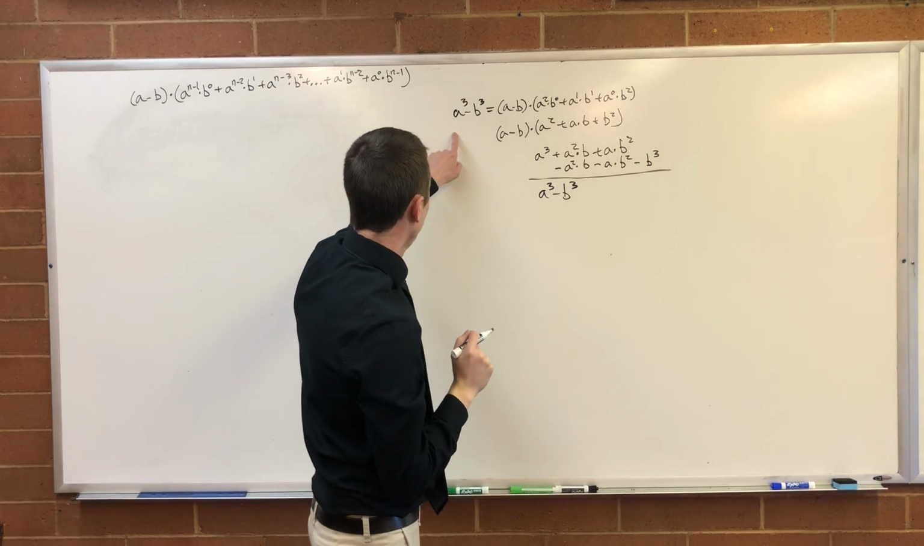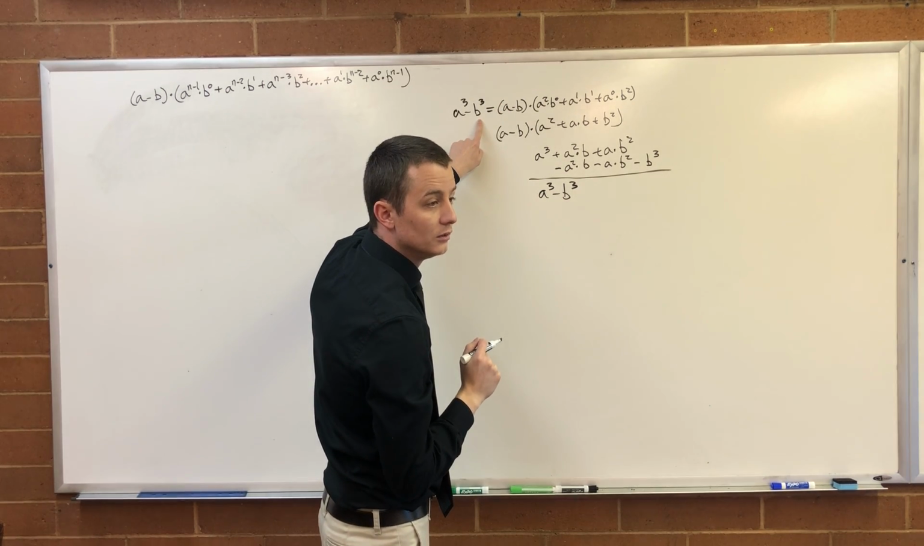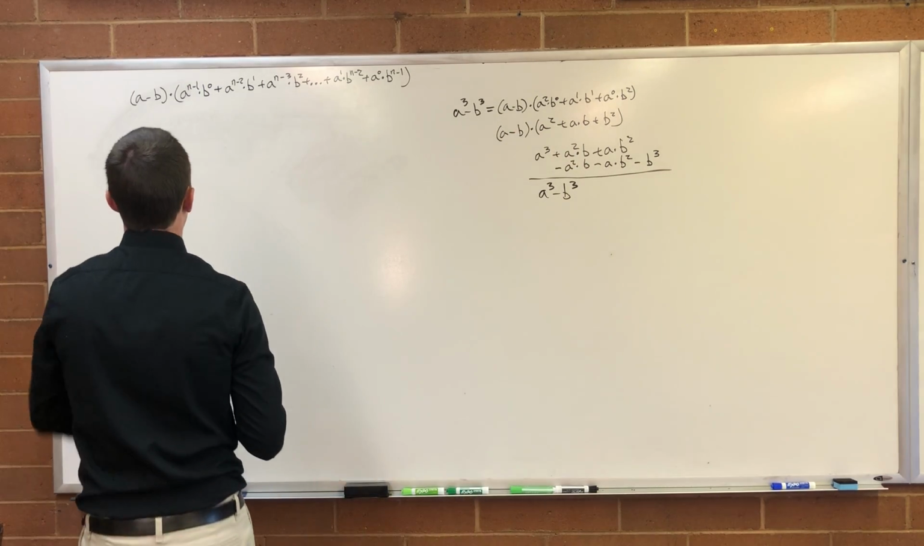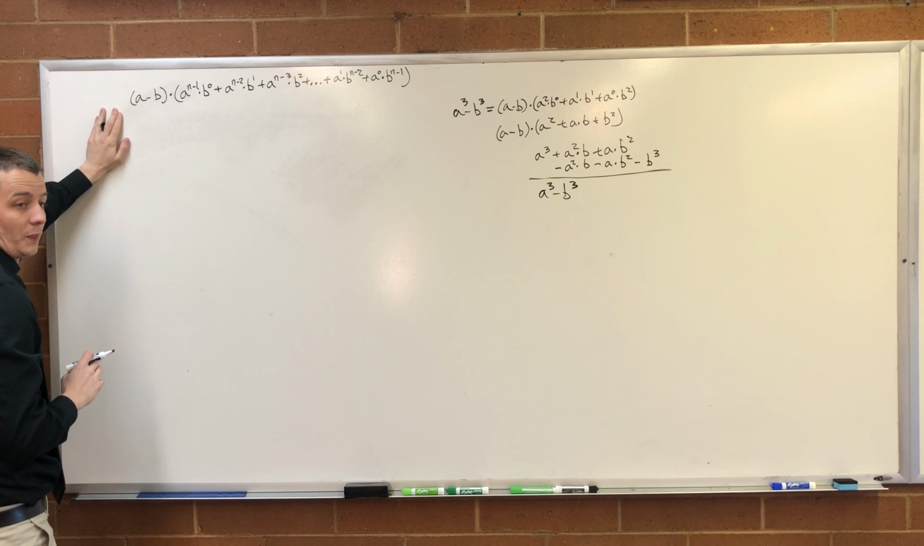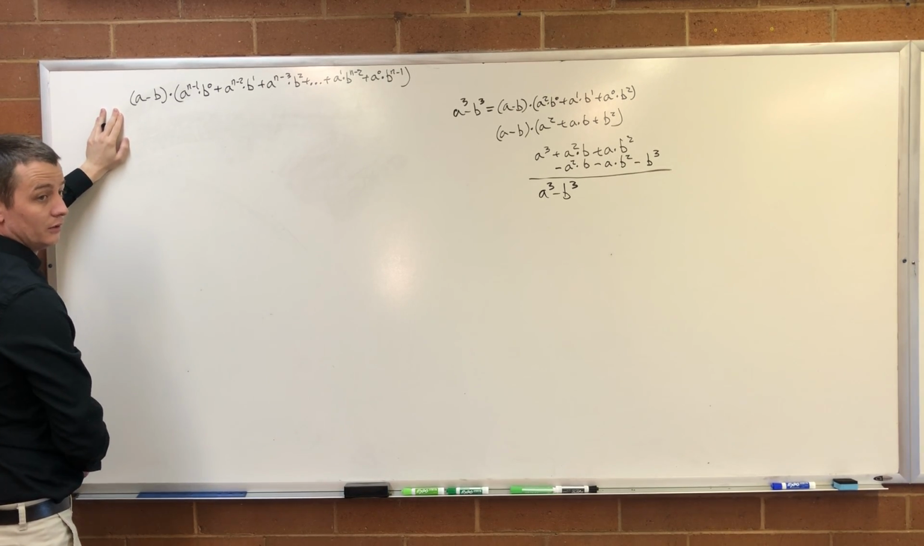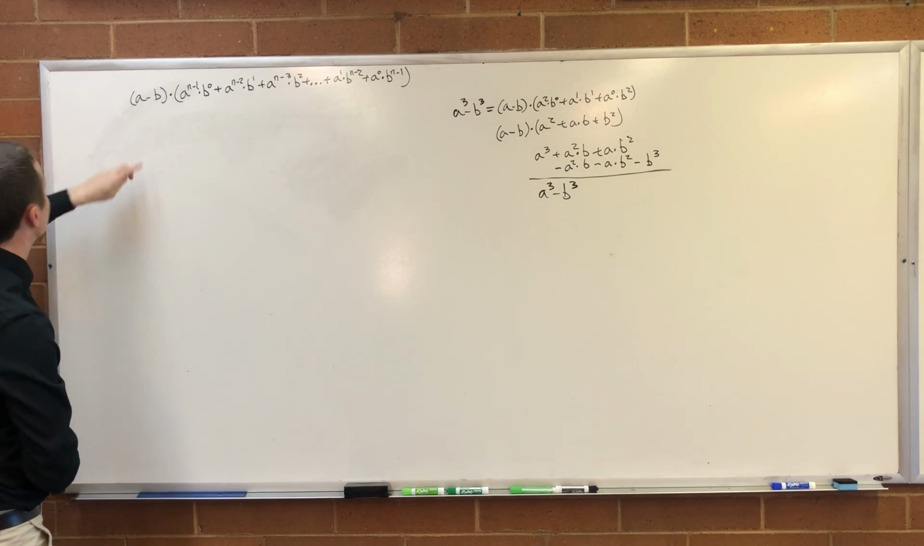So it was equal to a to the n minus b to the n, because n in this example was 3. So when we multiply this whole thing out, the same thing should happen. So let's multiply this out and see what we get.